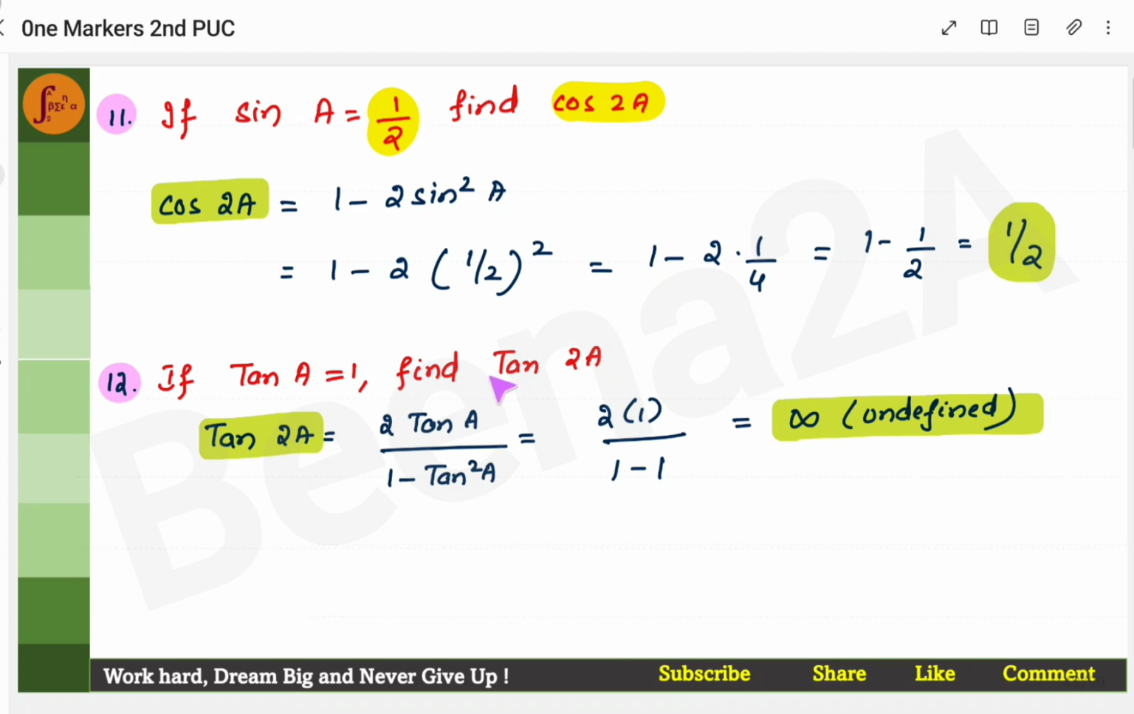Here, if tan A is 1, find tan 2A. Again, you'll have to remember the tan 2A formula. Substitute and you will get it. Here, you're getting undefined because the denominator becomes 0. So it is undefined.